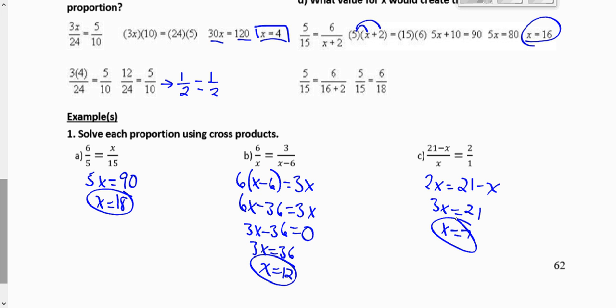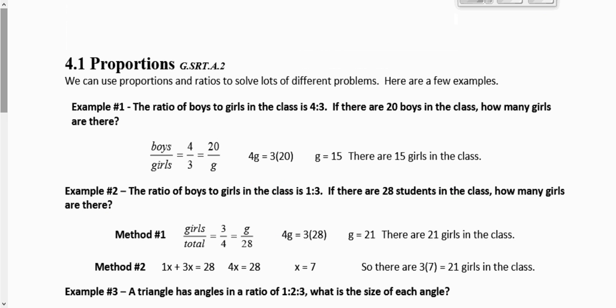Okay, let's look at some actual problems now. There's a couple different ways to look at these, right? And one will be like a total of things. So example 1, the ratio of boys to girls in the class is 4 to 3. So 4 boys to 3 girls, okay? That's not a good ratio.